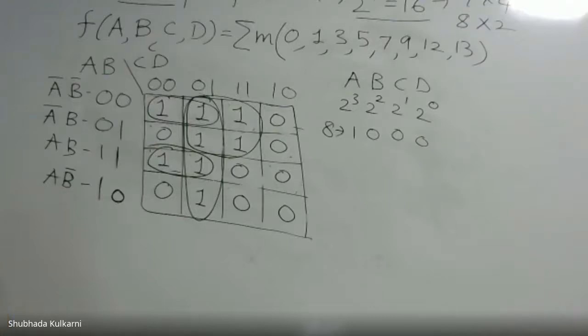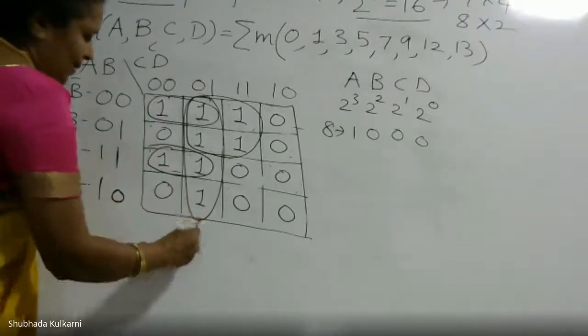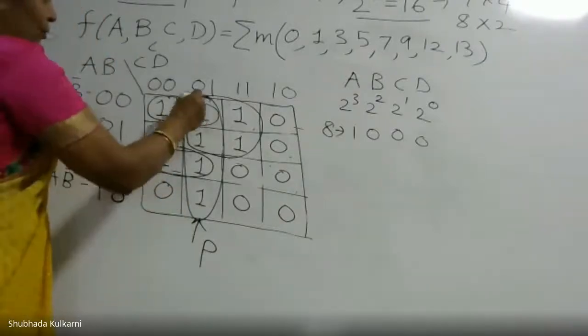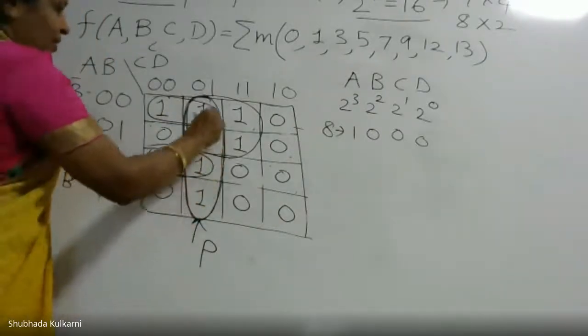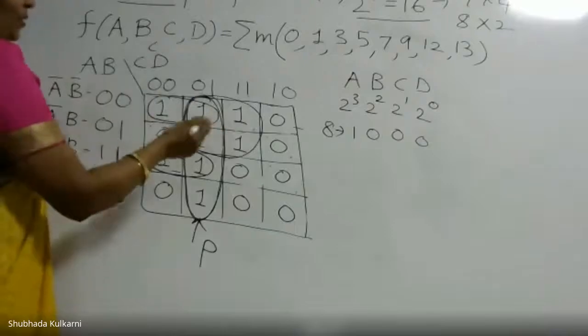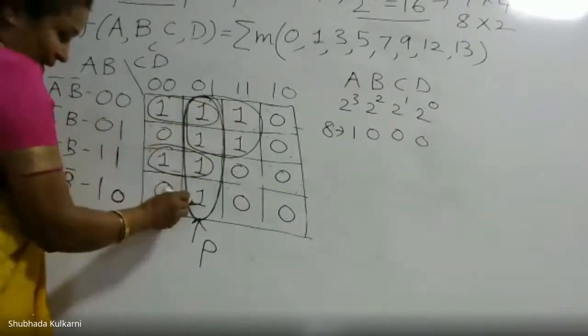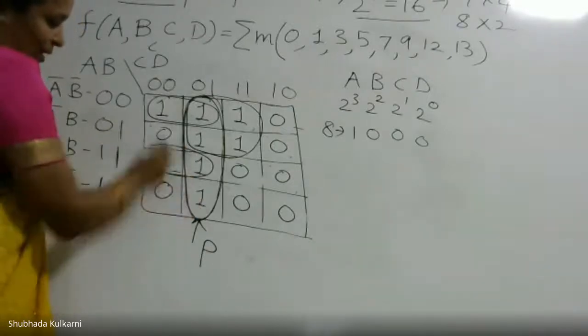Now, if you look at this vertical quad, I'll assign a small p for this. P is a group of 4 ones in which 3 ones are shared with other groups. These 2 ones have gone, this one is shared with this, but still this one is independent for this group.